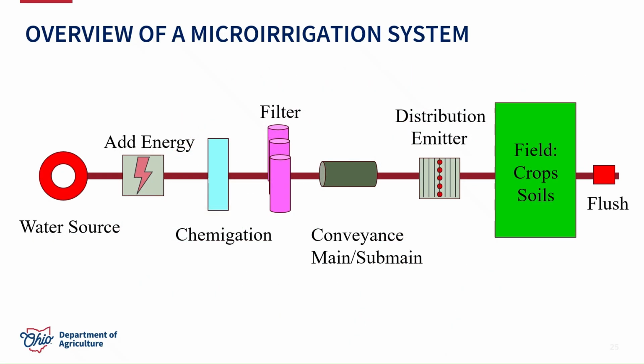Providing another schematic of what goes into a system. This one is really broken down to the basics. We're going to have some water source. We're going to add some energy, usually through a pump of some sort. From there, you may introduce chemicals through chemigation, go through some filtration process. You're going to convey that water through your distribution pipes, your mains and sub-mains. You're going to have your main lines and your laterals and all your emitters where it's going to distribute that water and micro-irrigate the field and the crops in that soil. And then at the end, you're going to have some flush systems for maintaining your micro-irrigation system.